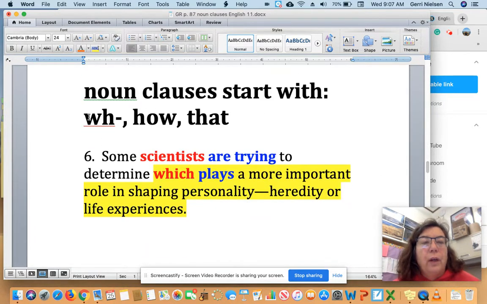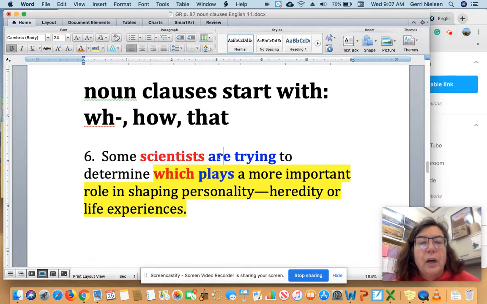Again, we're looking for clauses that start with WH words or how or that. Here's one right here. Which is our first word. It is a pronoun, which is going to start out this noun clause. Remember, we learned sometimes the which clauses are non-essential. Sometimes they're essential, actually, because there's no comma here. This one's probably essential. Our first clause here is some scientists are trying to determine.